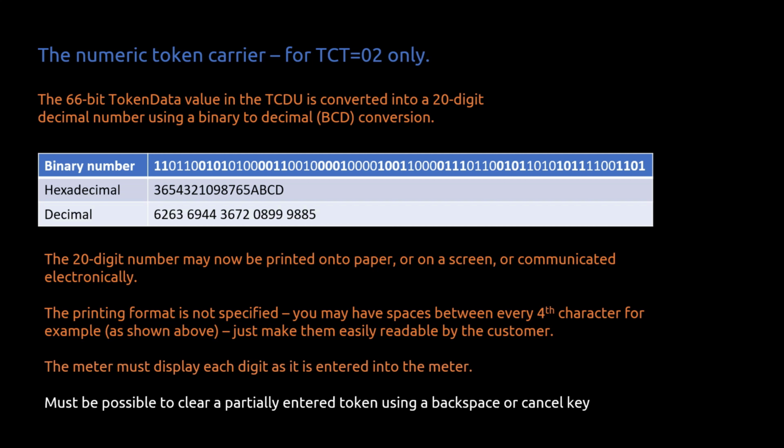The meter must display each digit as it is entered into the meter, and you must be able to clear a partially entered token by using a backspace or a cancel key. So if you're busy typing and you make a mistake, obviously you must have some form of backspace or cancel key on your keypad to be able to correct the token.